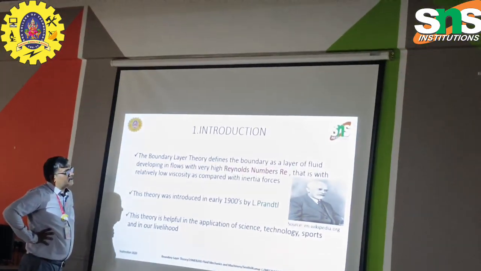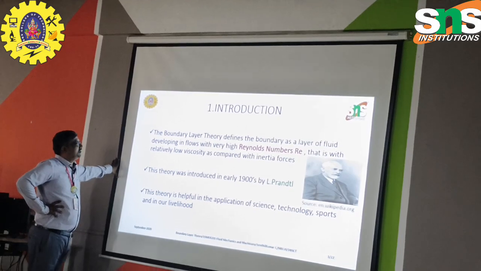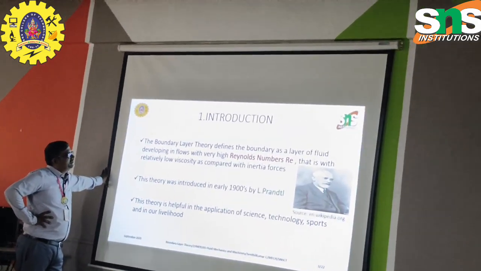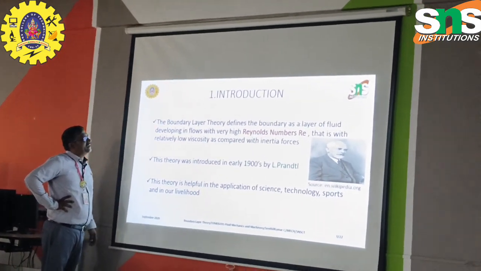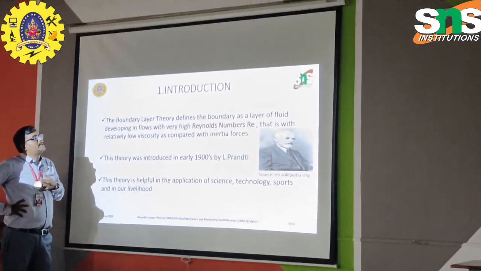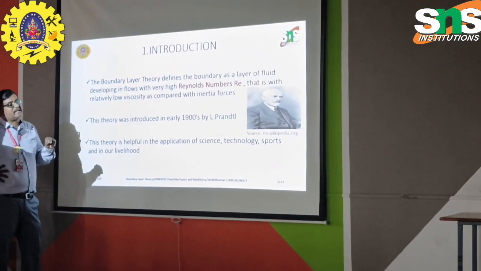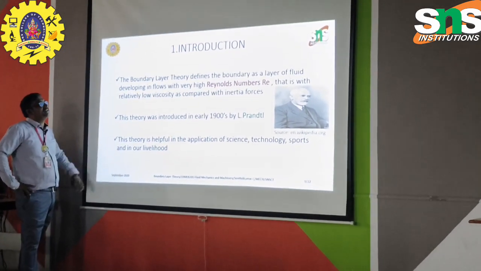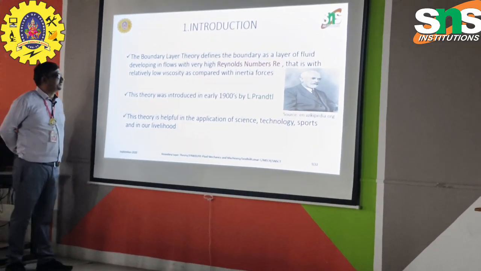So in the introduction, Reynolds number we have already seen. The ratio of inertia force to the viscous force is called the Reynolds number. The boundary layer theory is defined as a layer of fluid developing in the flow with very high Reynolds number. When the Reynolds number is high, the boundary layer theory has meaning. Otherwise, the boundary layer will be very minor and can be neglected. That is with relatively low viscosity compared with inertia force. Here the viscous force will be high compared to the inertia force.